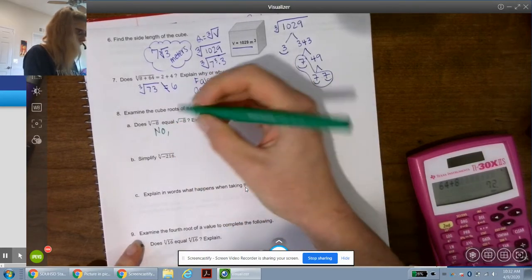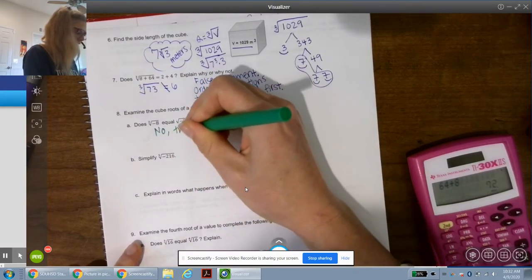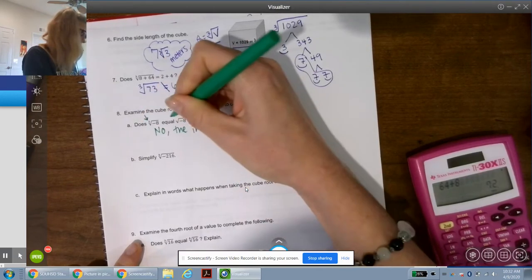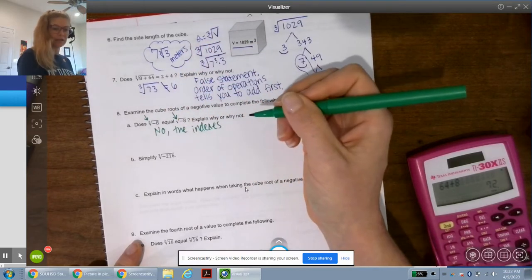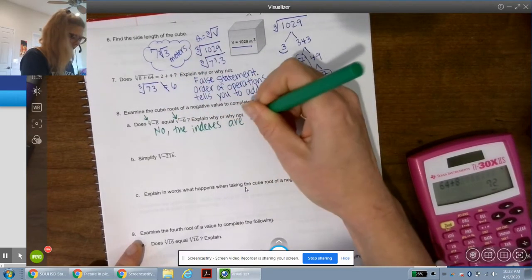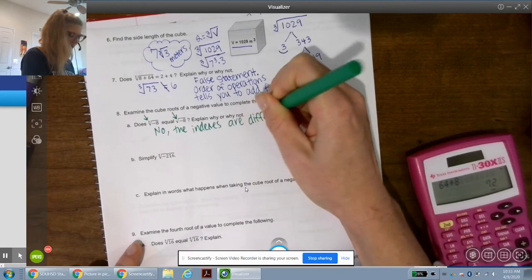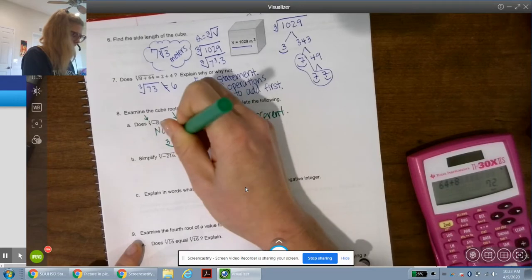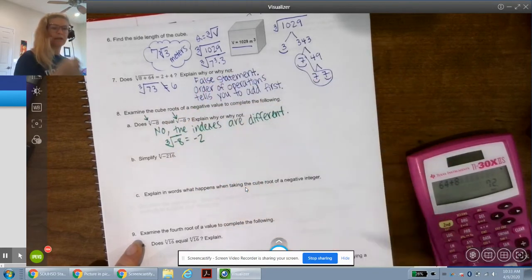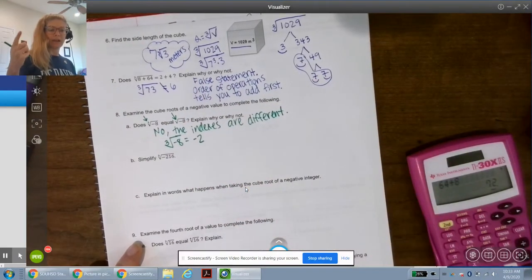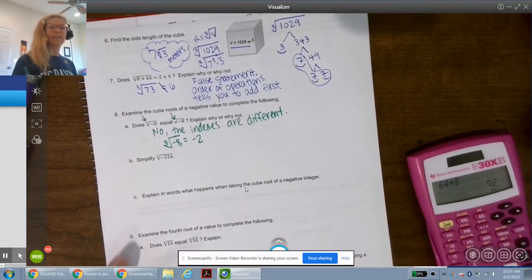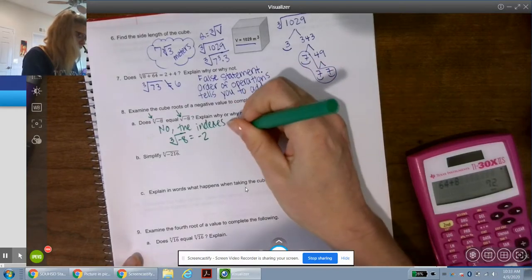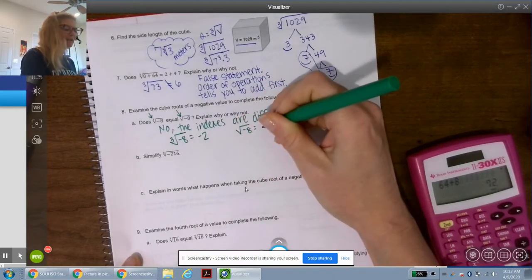No. The indexes, and that's the number here, the 3 and nothing there, meaning it's a 2, are different. The cube root of negative 8 is negative 2. Negative 2 times negative 2 times negative 2. Negative times a negative is a positive, times another negative makes the whole value negative. And the square root of negative 8 is undefined.